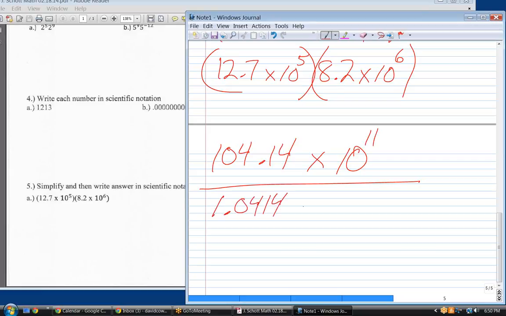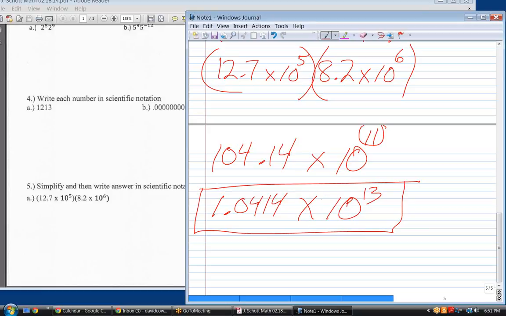1.0414 times 10 to the what? Oh, 10 to the 11th. Not anymore. It's a different number. It was 10 to the 11th. Now, how many spots do I have to move that decimal point? 2 is correct, but I have to add that 2 to the 11th. Oh, to the 13th. Yeah. And if I was going the other way, I would subtract it from the 11.